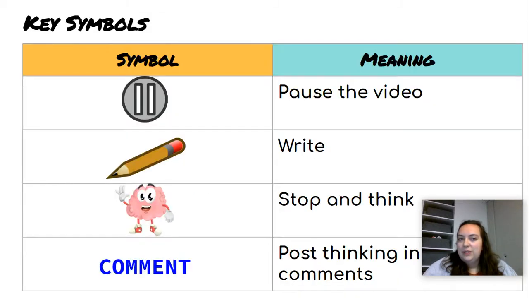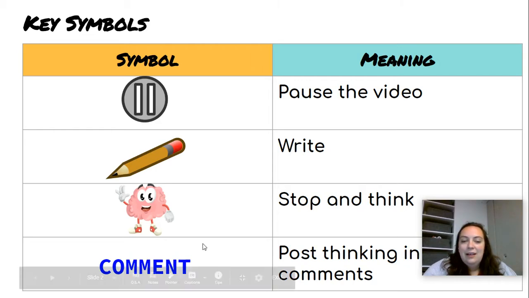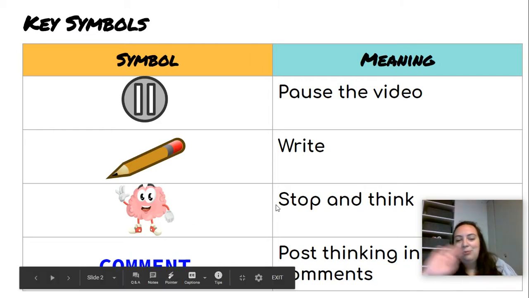Just a few symbols. We've looked at these the last few weeks, so I'm going to go quickly. If you see this gray pause symbol, make sure that you pause the video so you're stopping and thinking. We'll see this pencil a few times. That means I want you to write. So we'll be doing a couple experiments, and I want you to predict with that. If you see this guy, waving brain guy, you can stop and think. And then if you see the blue comment symbol, make sure that you post your thinking in the comments so that I can look at them and respond to you later.